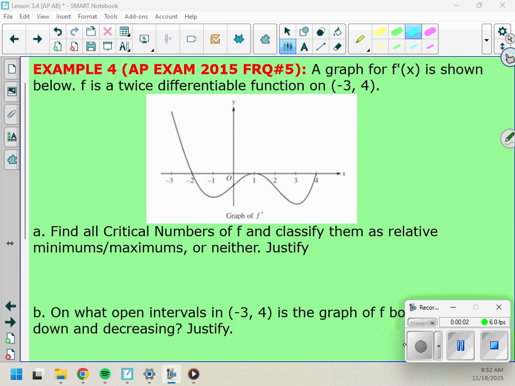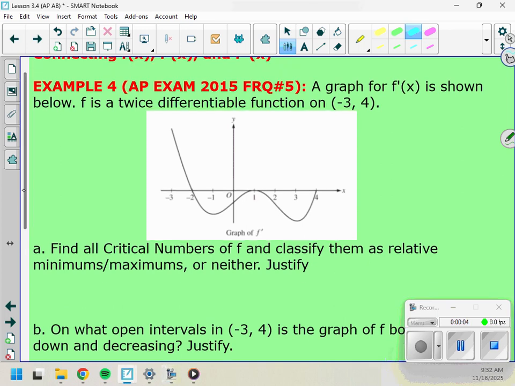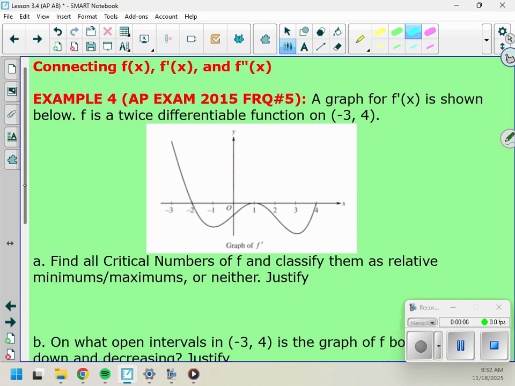Okay, this is connecting f prime and f double prime, but we're going to look at the graph of f prime, and I'll ask you some analysis questions about this graph of f prime. This is actually an old FRQ question. This is a classic AP exam type question. So part A says find all critical numbers of f and classify them as mins or maxes or neither.